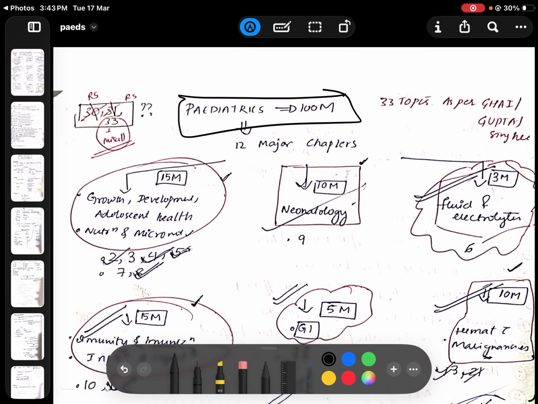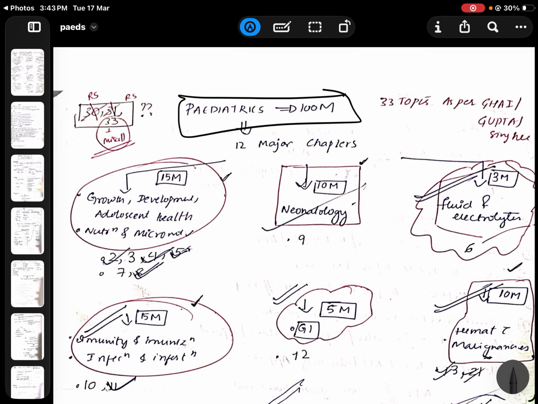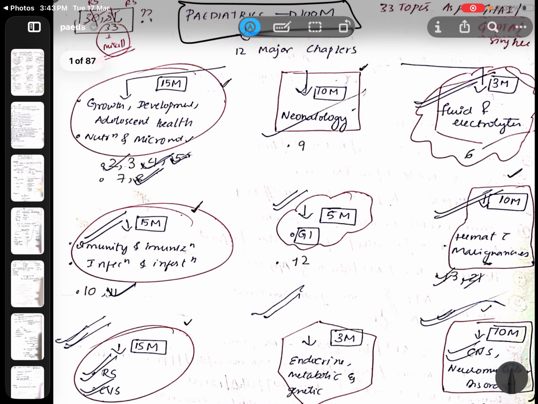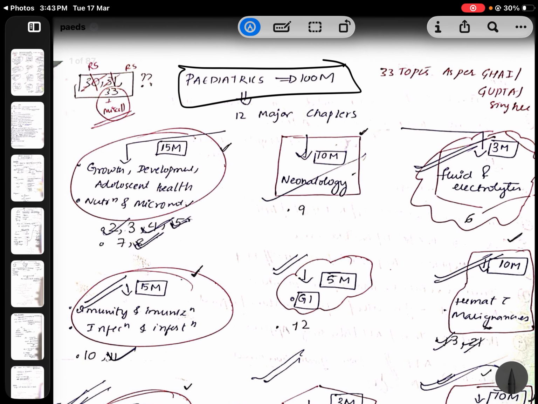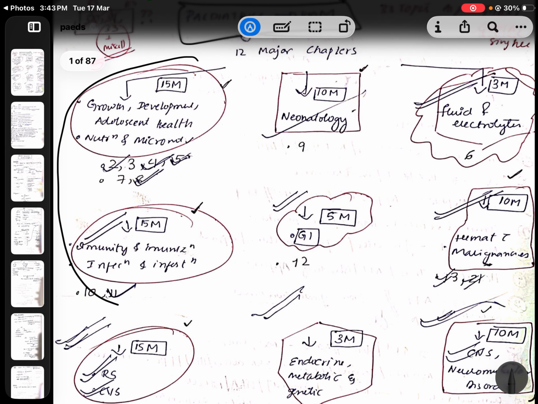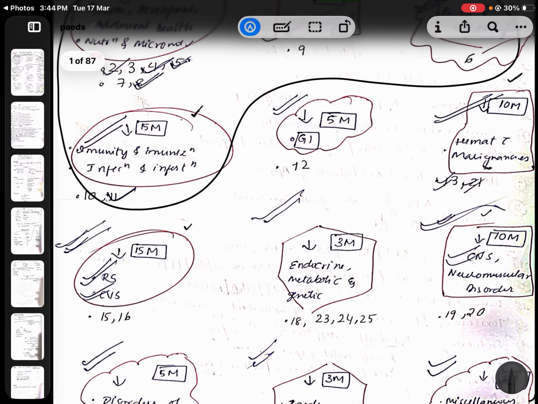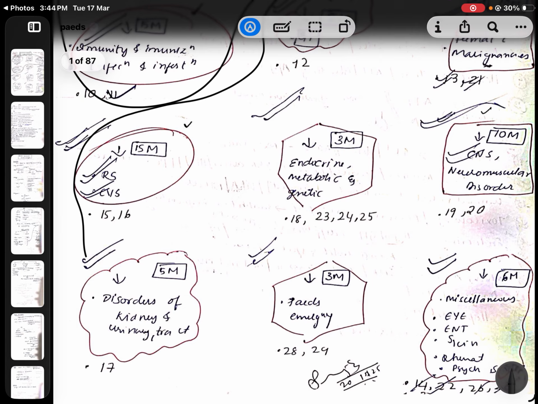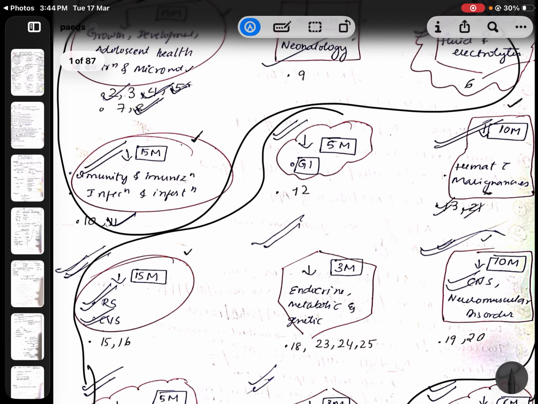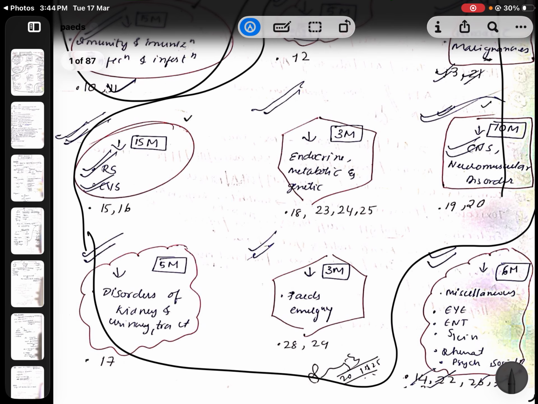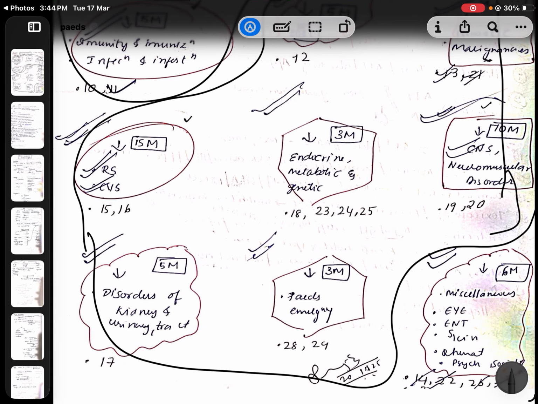Basically, based on what they have given, I have tried to simplify it and place things in order so that we can study accordingly. I have divided it into 12 major chapters, this being the core pediatrics part and these being the systemic part, and one miscellaneous which I have not included. Based on this, we have predicted the paper. These are the single chapters which are present.